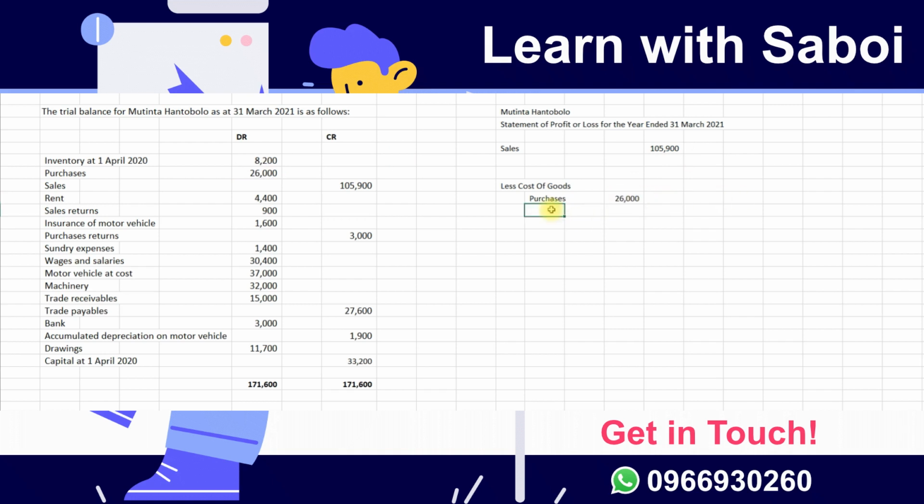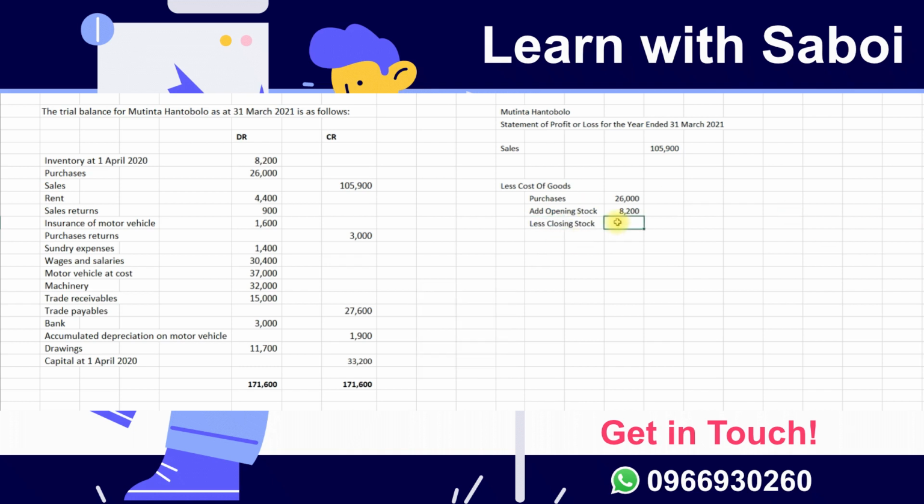What else do you need to add? You add opening stock. How much is the opening stock? The opening stock is given, it's right over here. Stock and inventory, same thing. How much is it? 8,200. And so I'm going to write 8,200 over there. There it is. What else do you need to do? You need to less, which is to subtract, closing stock.